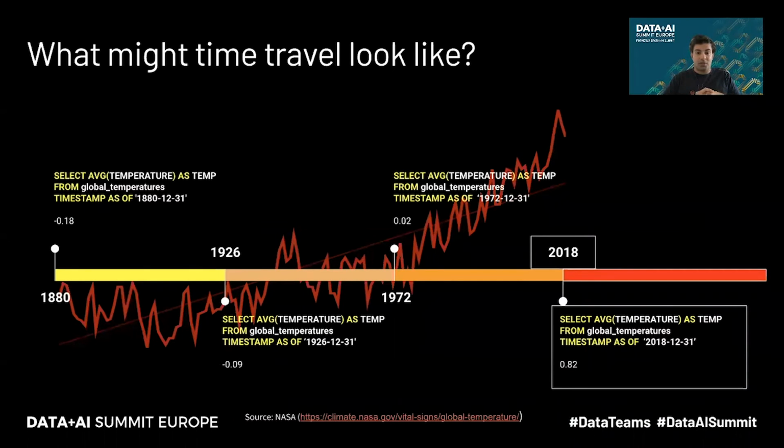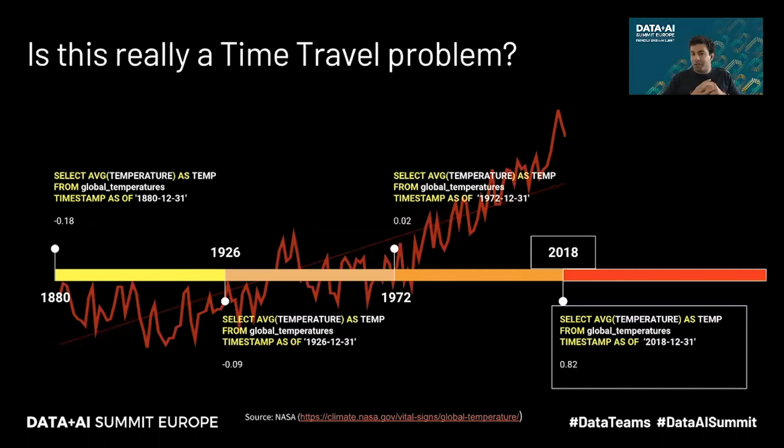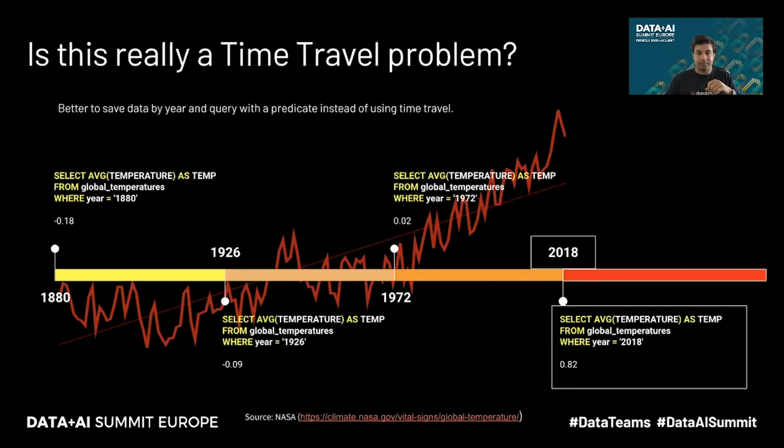So if we go back to our example with temperatures across the globe, the average temperatures every year, is this really a time travel problem? That's what we should ask ourselves. Do I actually have to go back to the time that my table was, at the end of 1972 to figure out what the average temperature was at that time? Like, is this really a time travel problem where I have to take the state all the way back many, tens or dozens of years?